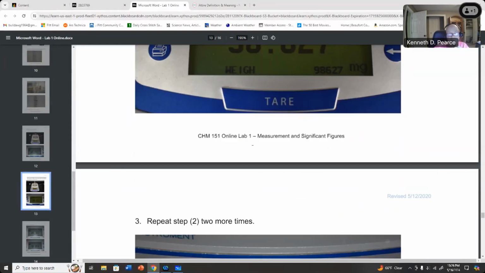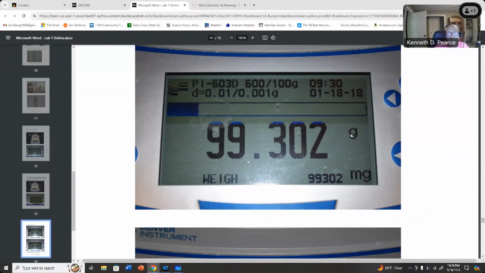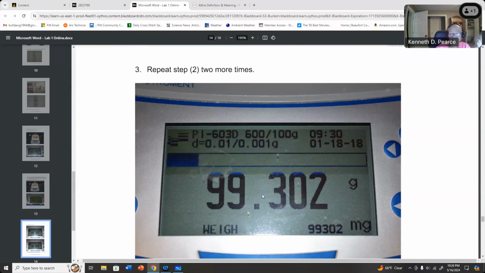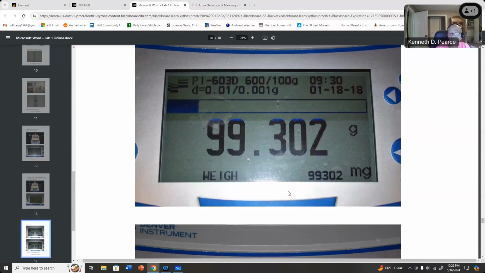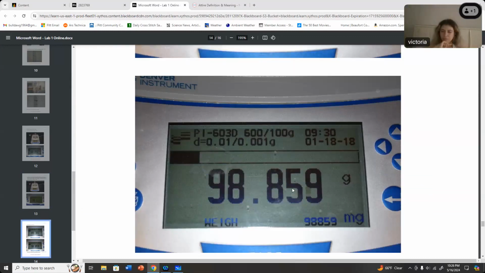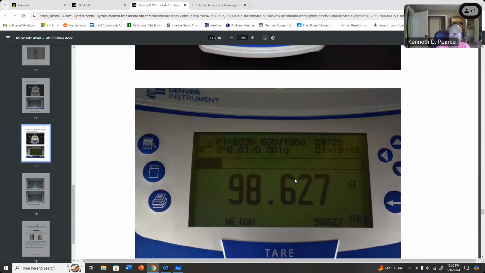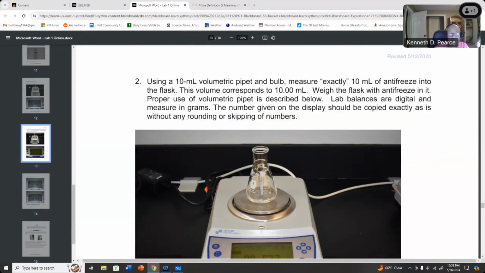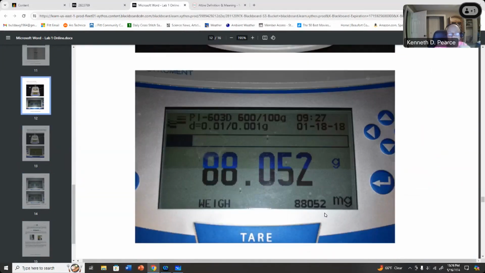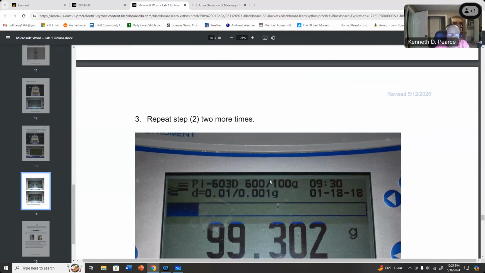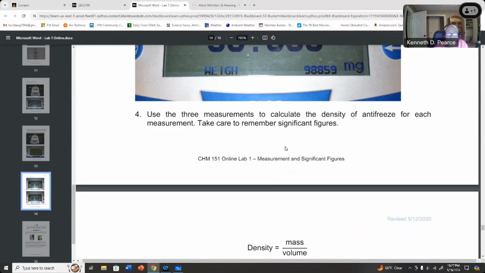Look what happened to the weight. It went up. What did it go up by? The antifreeze. You subtract off the 98 and some change from the 98, 99, and that gives you the grams of antifreeze. And here's your second measurement. Subtract off your empty, that's your grams of antifreeze. There should be 3 of them. Yep, here you go. 98.627. There's my empty, 88.052. So you're subtracting off 88.052 for all 3 of these measurements.